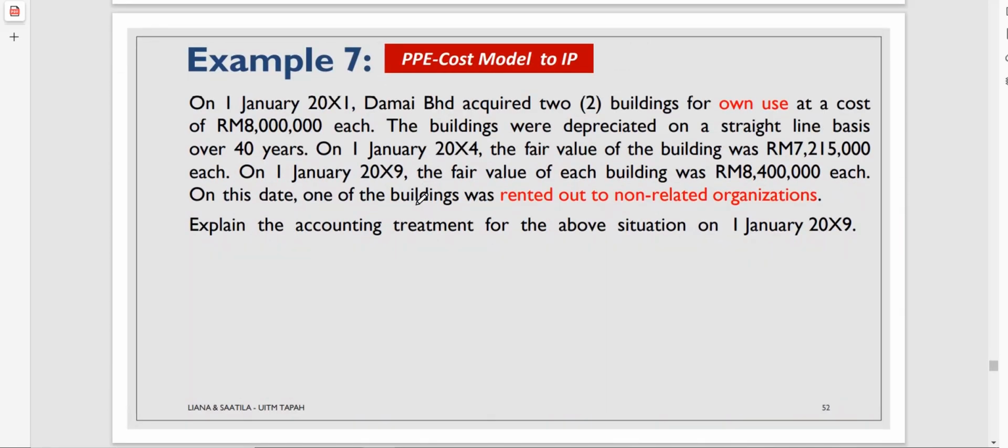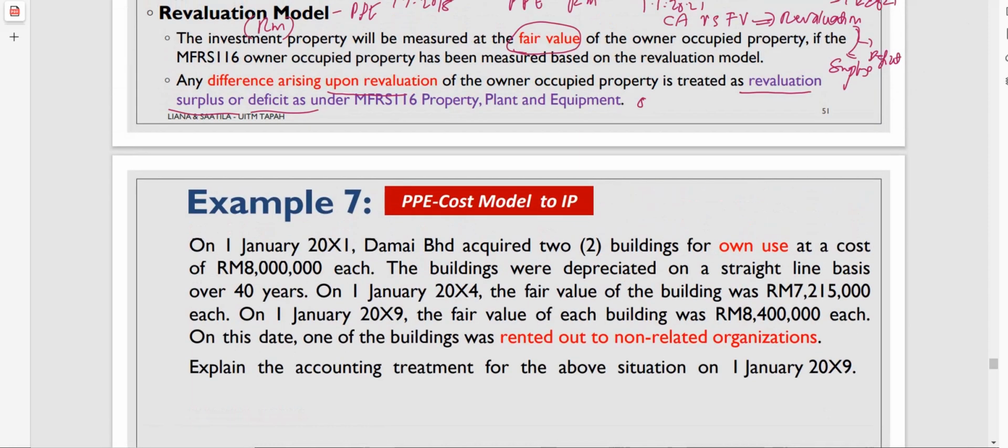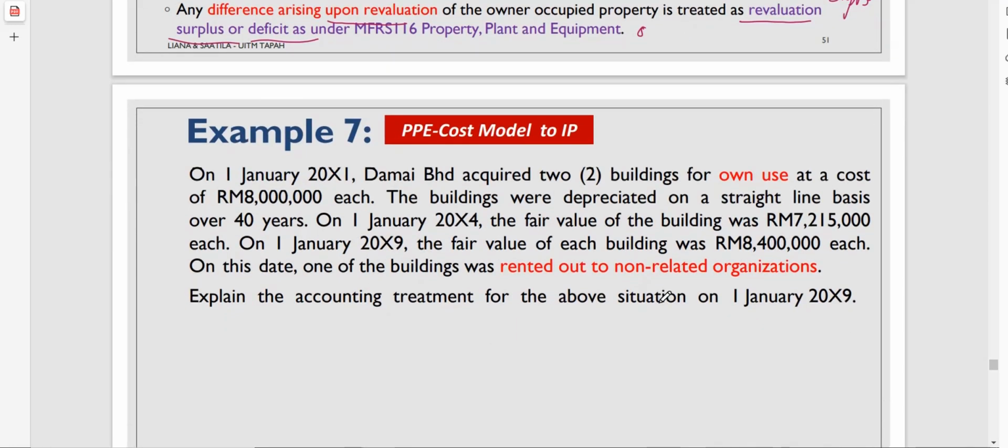Right. Let's look at example 7. Example 7 is about Damai Berhad, an entity that acquired 2 buildings for its own use. So you can see the cost of each building was 8 million, right? You have that information there. The buildings were depreciated on a straight line basis, on 1st of January, the date of acquisition of the 2 buildings, where each of them cost 8 million each.